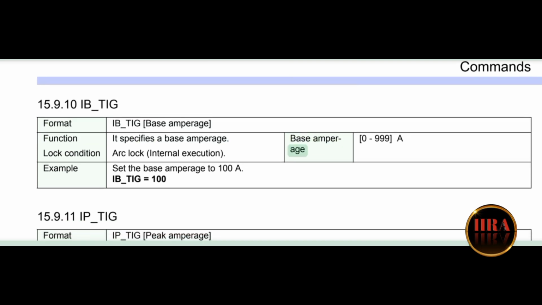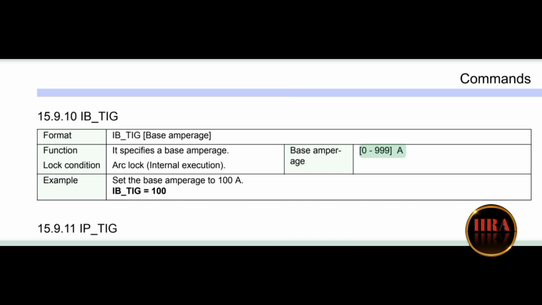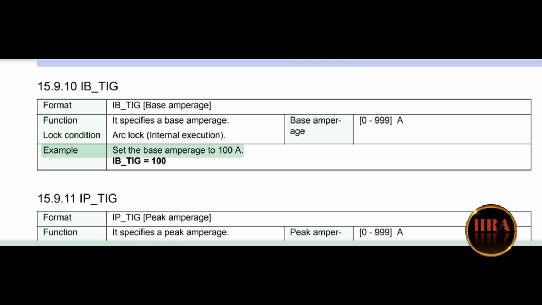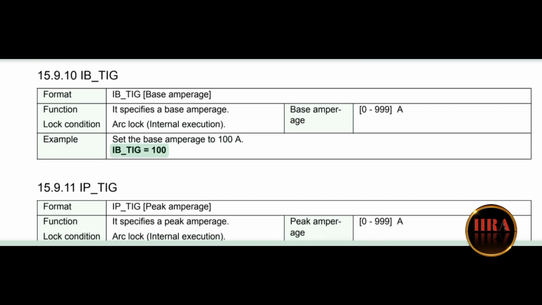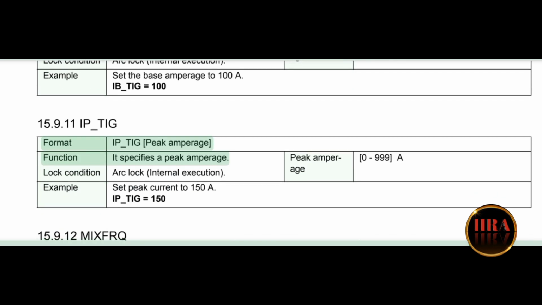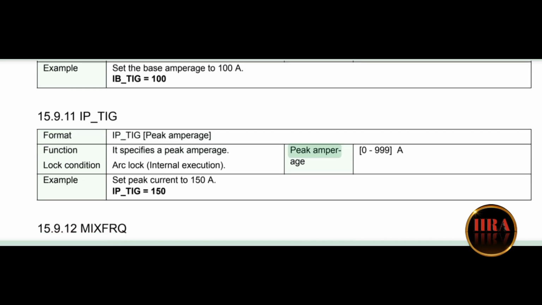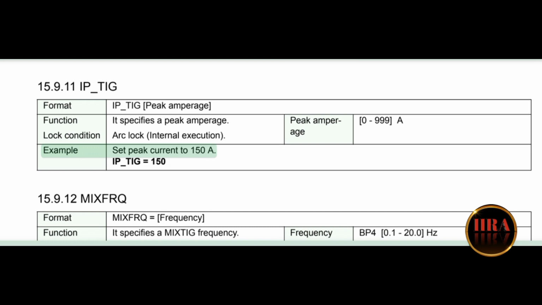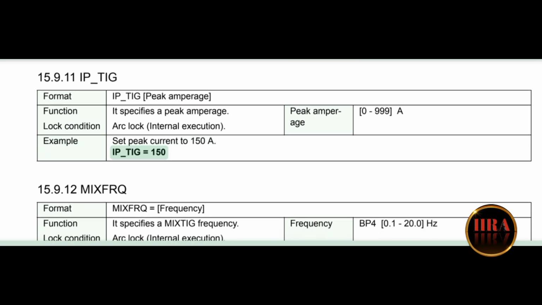Base amperage: 0 to 999 A. Lock condition: arc lock, internal execution. Example: set the base amperage to 100 A. IP_TIG equals 100. Format: IP_TIG peak amperage. Function: it specifies a peak amperage. Peak amperage: 0 to 999 A. Lock condition: arc lock, internal execution. Example: set peak current to 150 A.